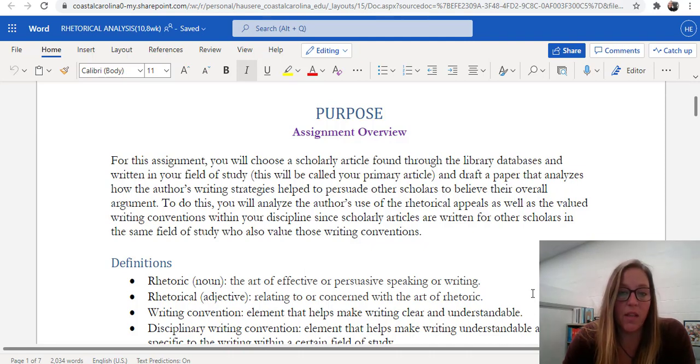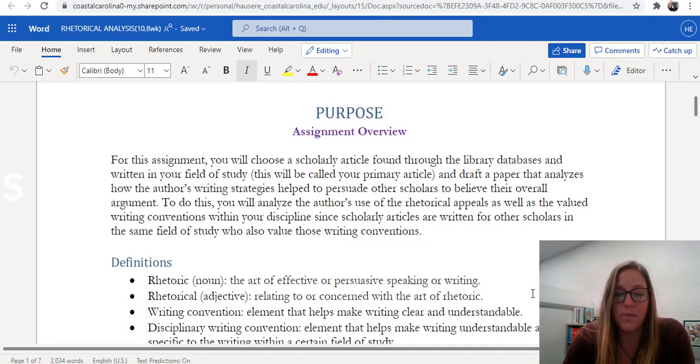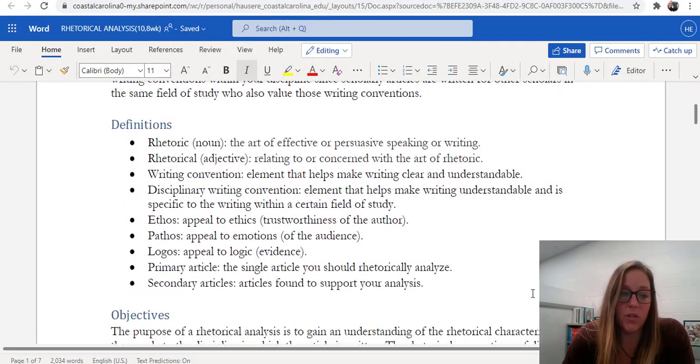If you took English 111 here at Coastal, then you likely wrote a visual rhetorical analysis. The concepts during that assignment are the same as this assignment. We're just adding another element to that, and we're analyzing the writing conventions within specific disciplinary fields. And instead of analyzing a visual, we're analyzing a written text. So I'm going to go over some definitions with you guys.